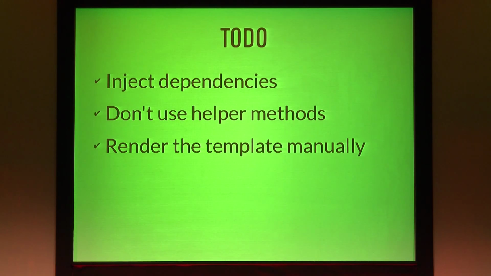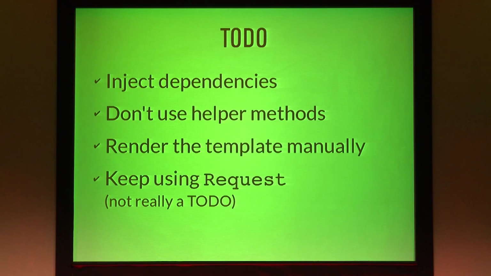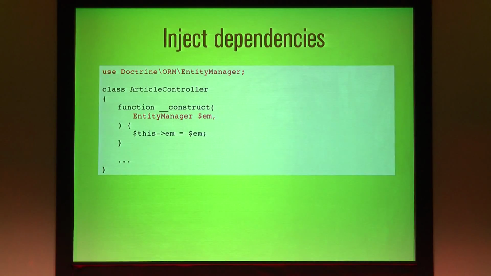We are also going to render the template manually, instead of relying on some kind of an event listener to convert the return value of the controller to an actual response. And we are going to keep using the request class. Well, that's not really a to-do, but we already agreed on this. We are going to depend on the HTTP foundation component anyway, so we can just as easily use its request class. Well, first, injecting dependencies would look something like this.